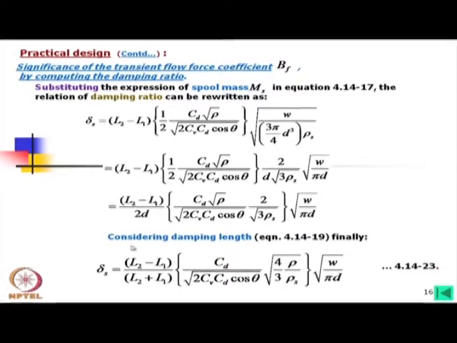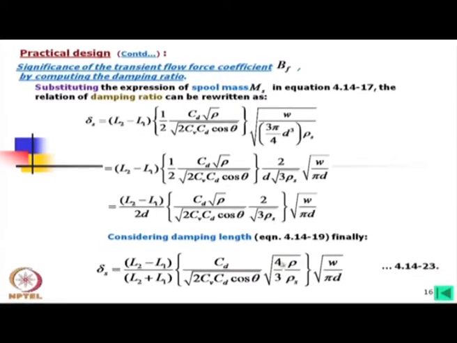Then finally, we get delta S is equal to L2 minus L1 divided by L2 plus L1. You can see this L2 is always greater than L1. If it is 0, the whole part will become 0. In that case, we would say that this is an ideal critical valve, but that is in fact difficult to control.